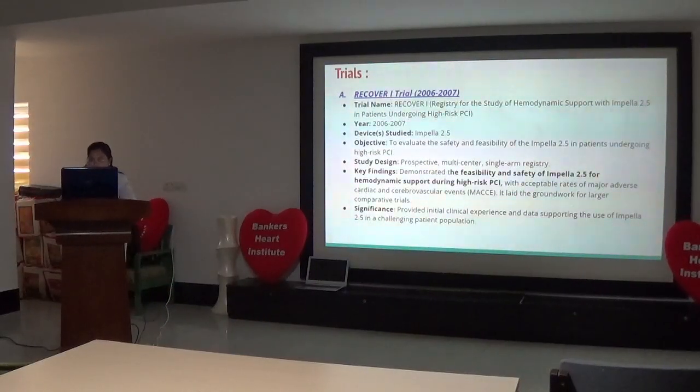So the trials which led to this: the first trial was the RECOVER 1 trial, 2006 to 2007. It was registered for the study of hemodynamic support with Impella 2.5 in patients undergoing high-risk PCI. The device studied was Impella 2.5, and the objective was to evaluate the safety and feasibility of Impella 2.5 in patients undergoing high-risk PCI. It was multicenter. The key findings demonstrated the feasibility and safety of Impella for hemodynamic support during high-risk PCI, in patients at higher risk of MACE. So it led to the groundwork of larger comparative trials. It was the initial clinical experience that we had with Impella 2.5.